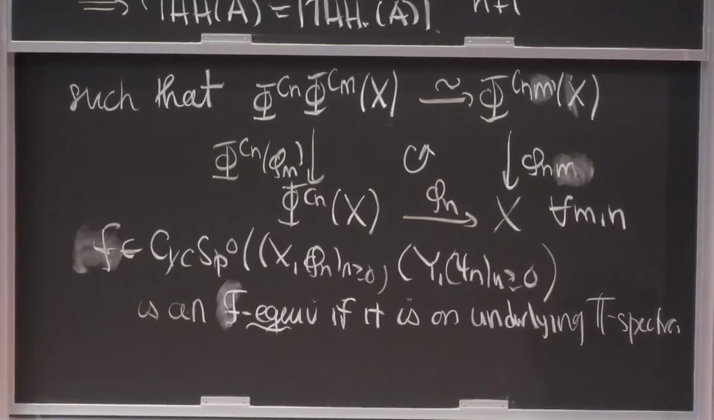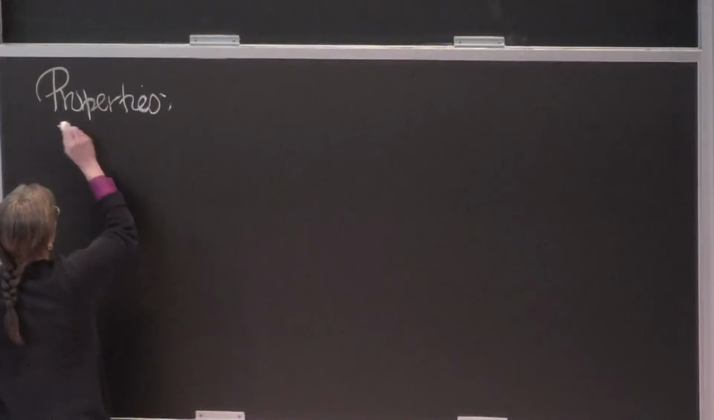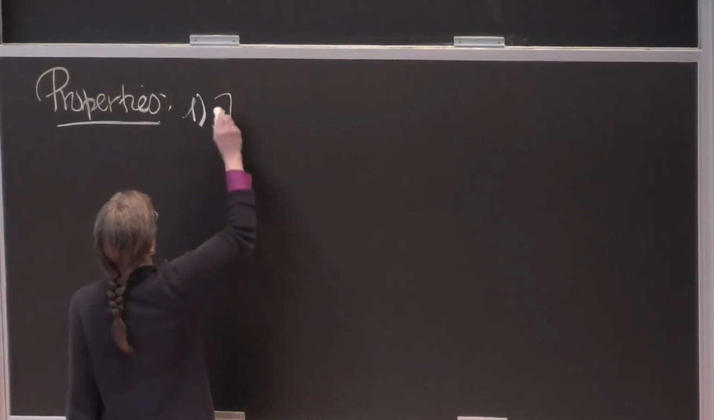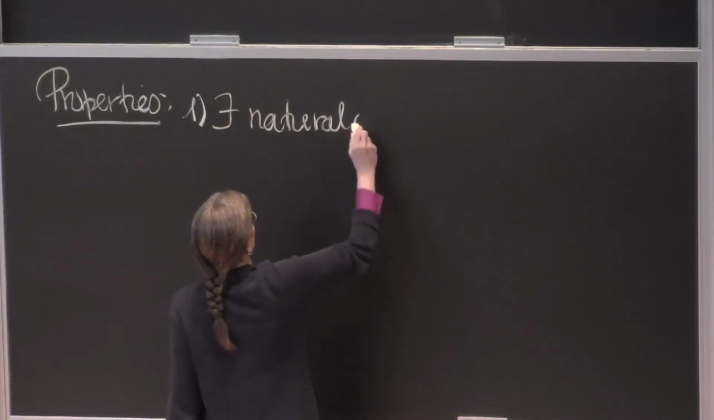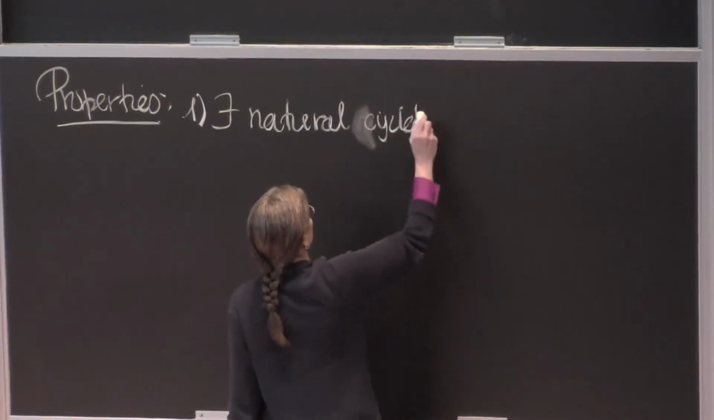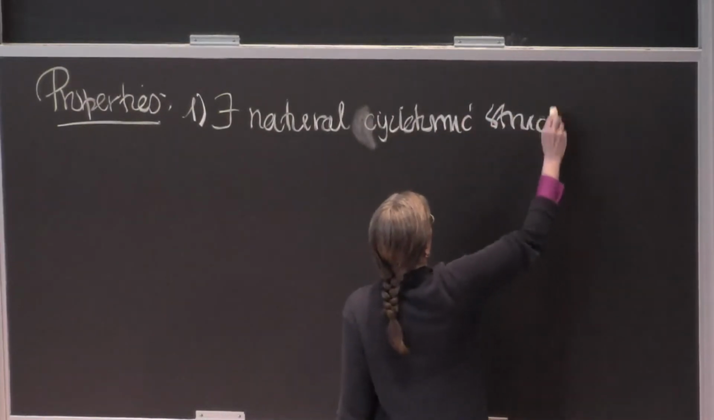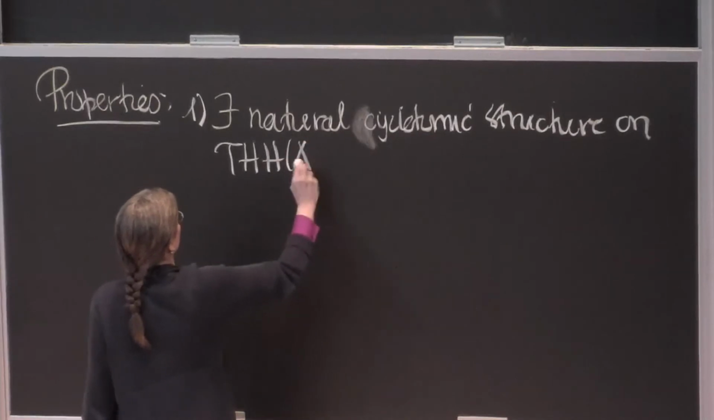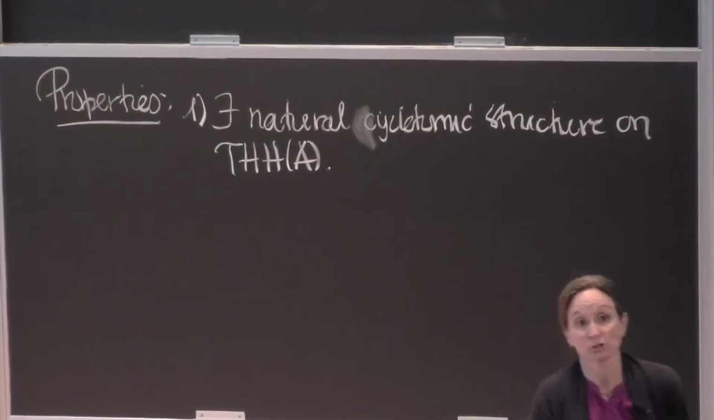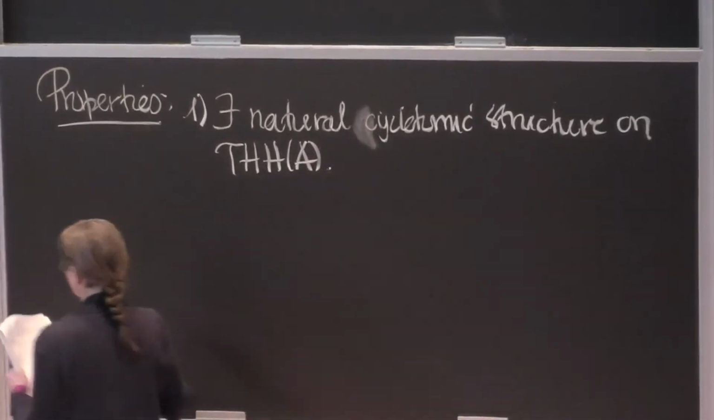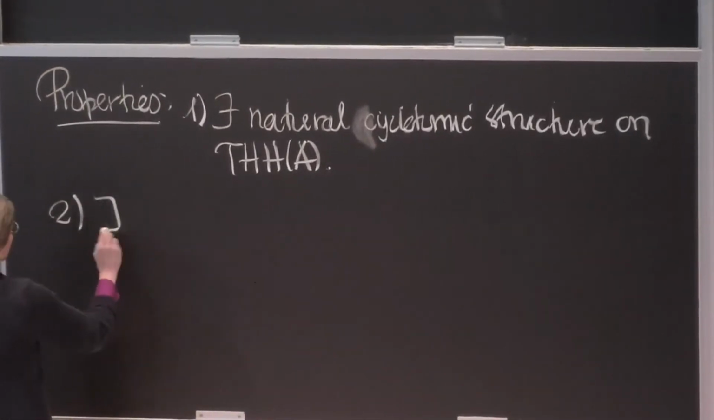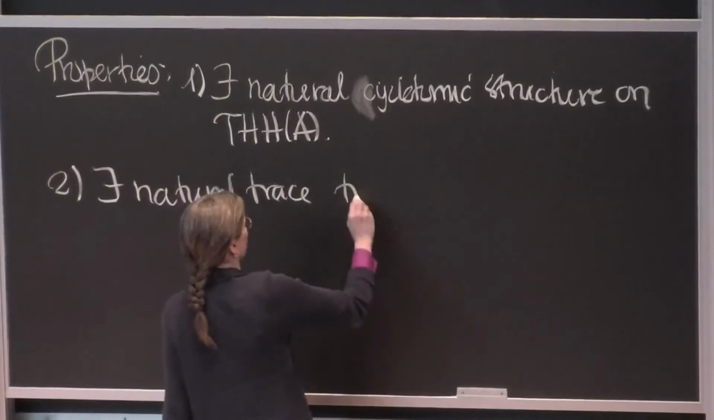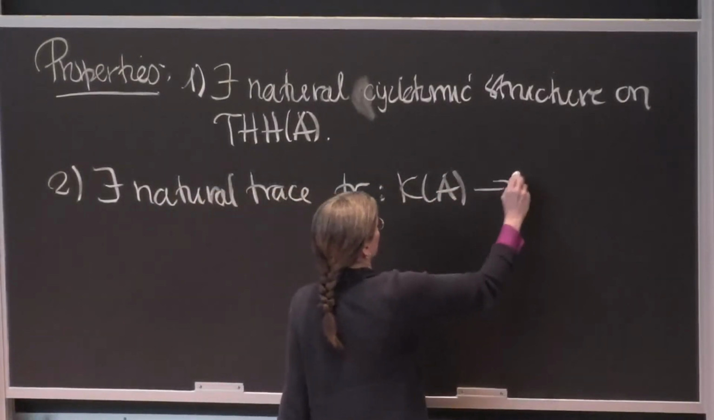So I'll give a list of properties here. The first and perhaps most important for us is that there's a natural cyclotomic structure on THH of A, which really exploits the fact that we built this from this Bökstedt construction rather than just from the iterated smash product. Second, there's a natural trace map that can be defined fairly concretely from the K-theory of A to its THH.